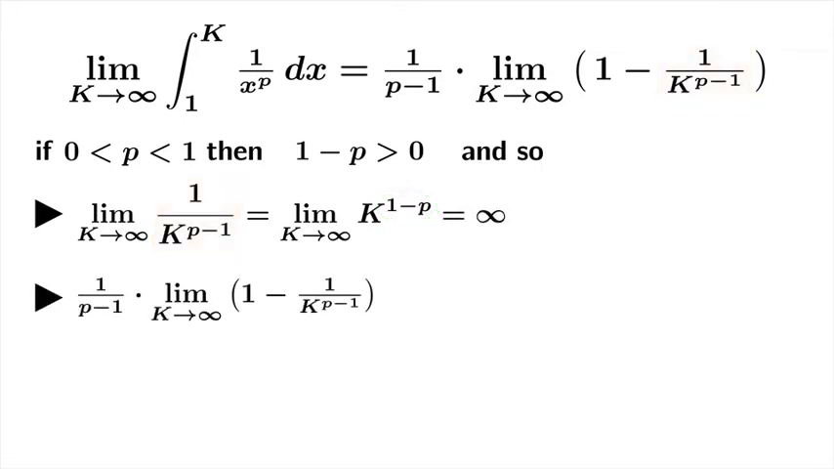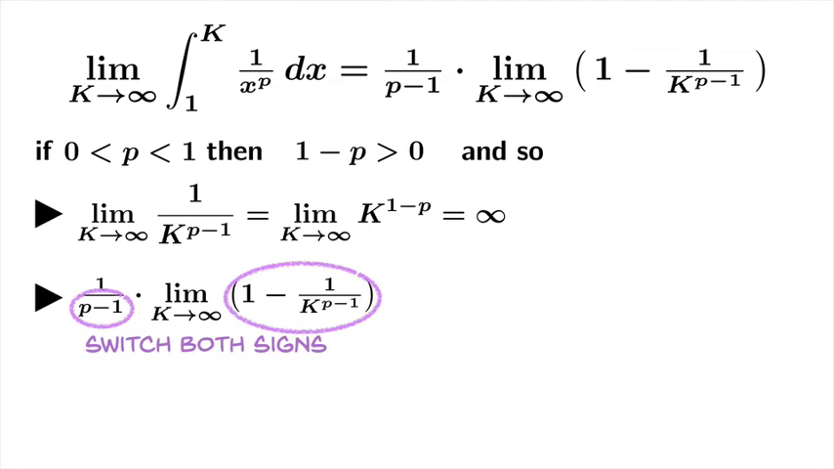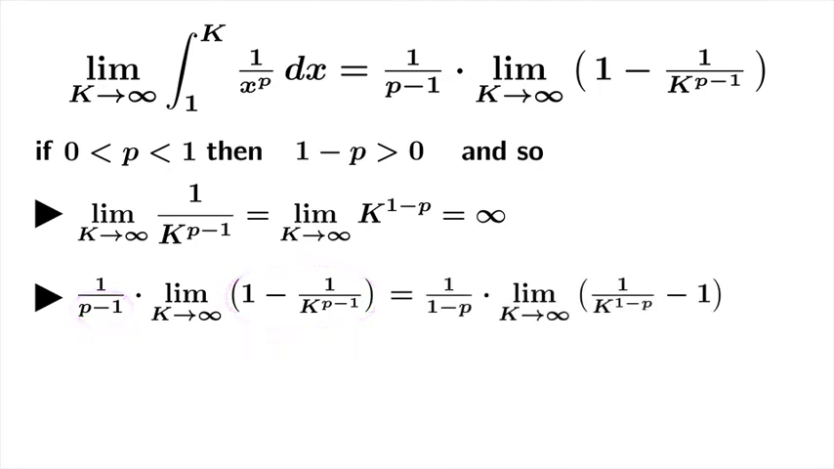Now, the total limit that we're looking at, we're just going to clean this up a little bit for this case. Once again, we're going to switch both signs, and we're going to get 1 over 1 minus p times the limiting value of 1 over k to the 1 minus p minus 1. Now, this term is now positive. And this term must diverge to infinity because we're taking the limit of something that diverges to infinity minus 1. So what does that mean? It means this limit diverges to infinity.